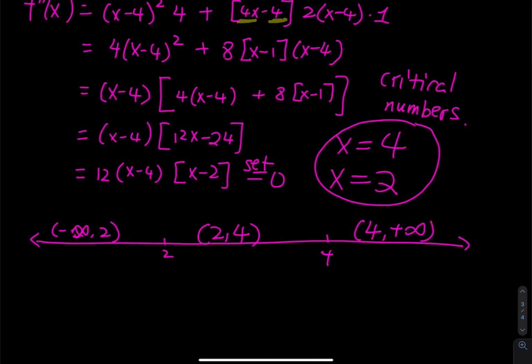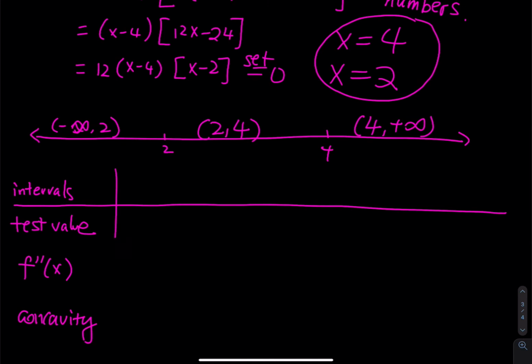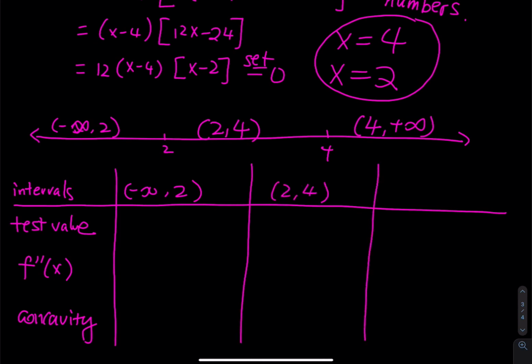And then you draw a table. So the table, we are going to have intervals, and then test value, and then double prime, and then concavity. Drop the intervals down: from negative infinity to 2, and then from 2 to 4, and then from 4 to infinity. And then pick a test value, pick something easy. So let's say x equals 0, x equals 3, and then x equals 5, and then you plug it into the double prime.